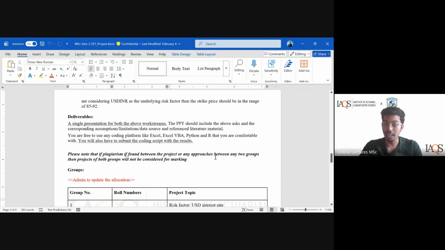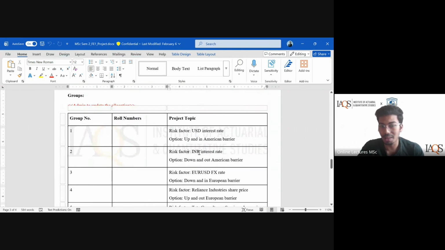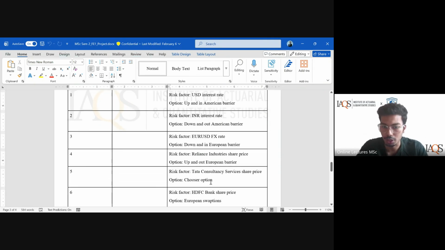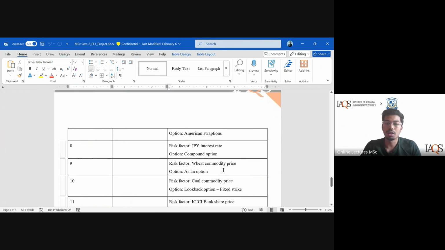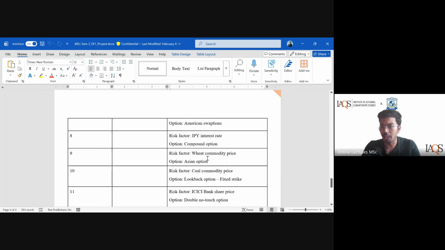For the second part of the project, I've assigned every group an exotic option, an American barrier option. This is a barrier option of its kind. Chooser option: to give you context, in a chooser option, after you enter into the option, later you can decide whether you want this option to be a call option or a put option. That's an exotic option. Swaptions. Compound option: a compound option is an option whose underlying is another option. So it's ideally a call option on another call option, or a call option on another put option. I've allocated different exotic options in a similar way.